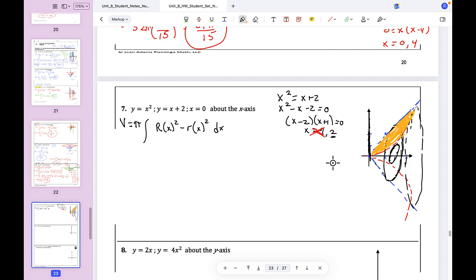Did I do that correctly? I guess I did, yeah. Okay, so that means we're integrating from 0 to 2. Okay, now the big R.